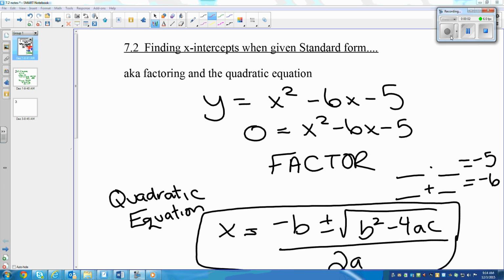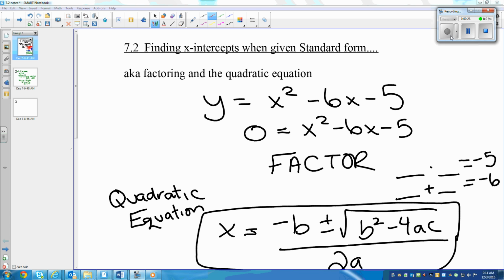Okay, you guys, so what we're doing is we're looking at 7.2 still. Remember we were looking at the standard form of the quadratic equation, the one that says x squared plus x plus a number. And we're looking at how we can solve for the x-intercepts, okay?